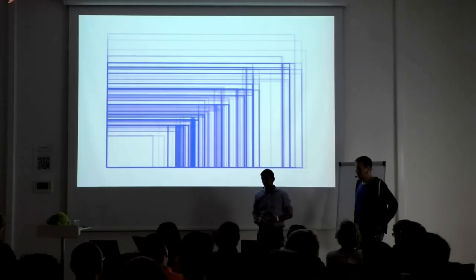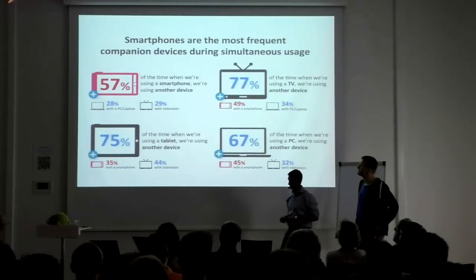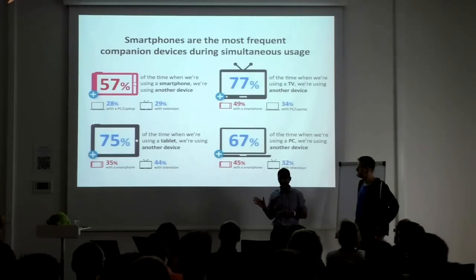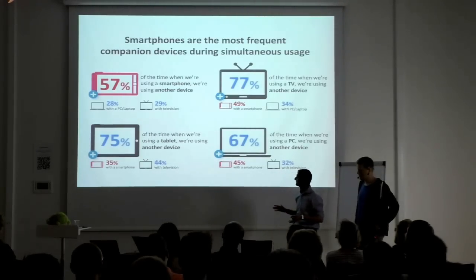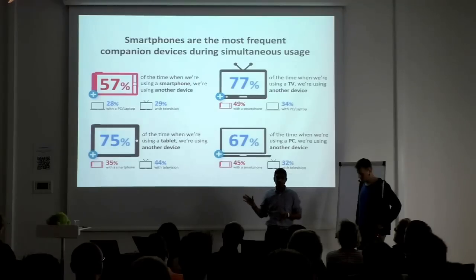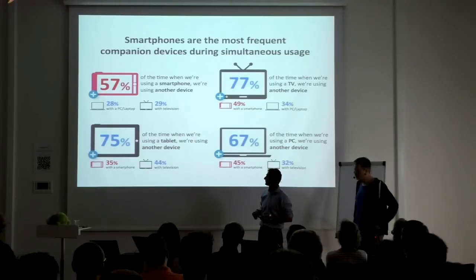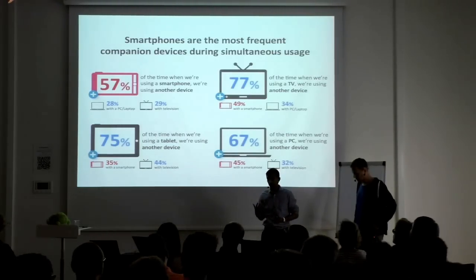To make things worse, this is research from Google that came out a couple of years ago: you don't use these devices in isolation anymore. When you're using one, you're usually using it with another. So you look at smartphones, tablets, TV, and none of them is used in isolation. For example, 57% of the people who are using smartphones are using it 28% of the time with the laptop, 29% of the time with the TV. So those multi-screen experiences are extremely important, right?